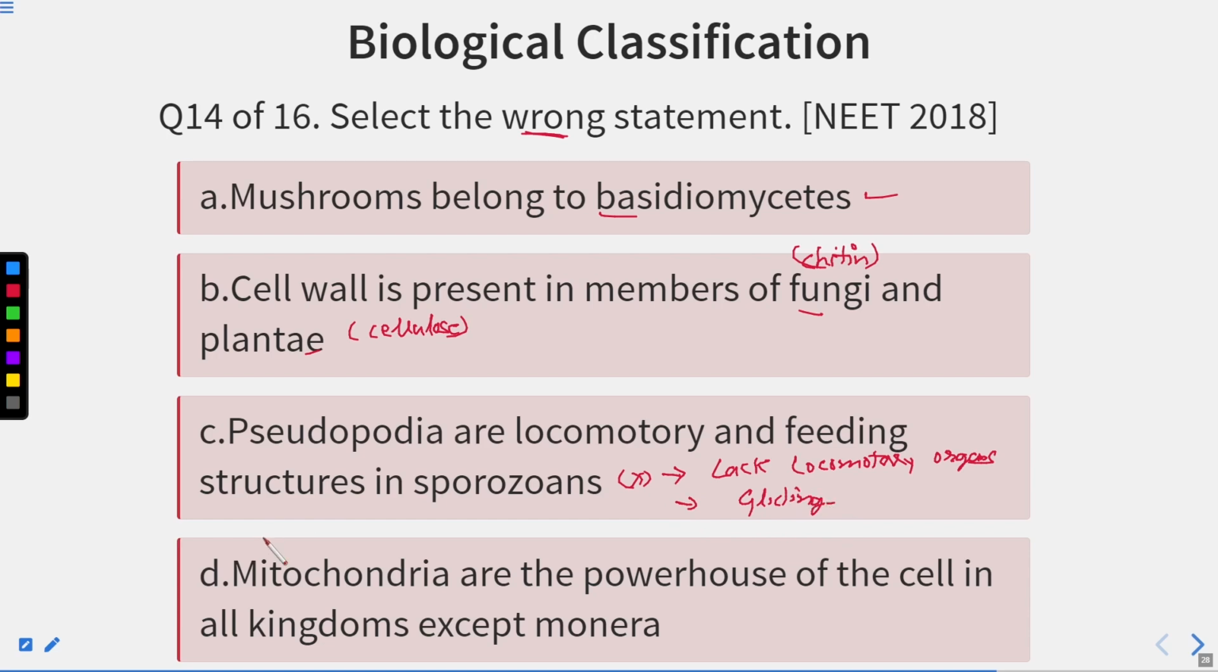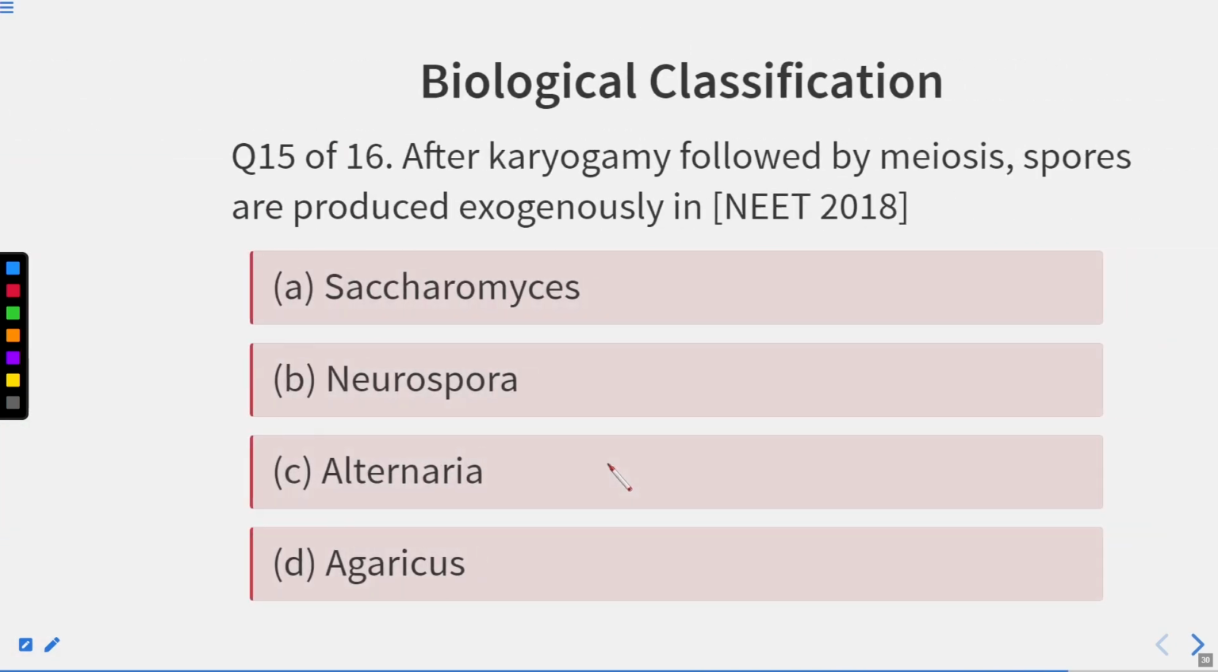Now option D, mitochondria are the powerhouse of the cell in all kingdoms except Monera. This is also true. Monera consists of prokaryotes, and prokaryotes lack the membrane bound cell organelles. So this option is correct. So what should be the answer here? Pseudopodia are locomotory and feeding structure in sporozoans. So this is an incorrect statement.